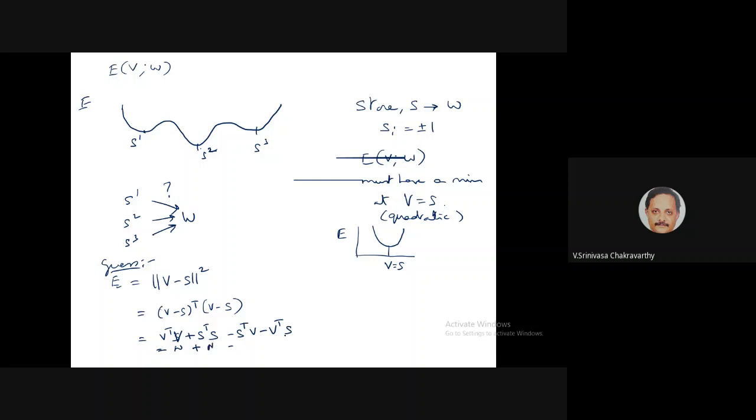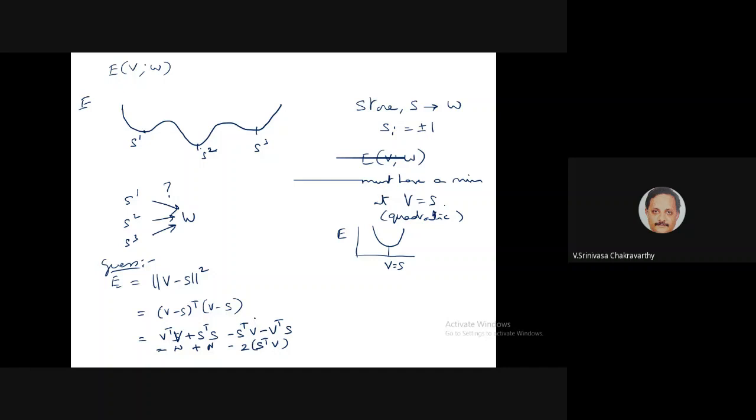So this whole thing I can write as two times, because S transpose V and V transpose S are both the same, S transpose V. So what we thought would be a quadratic expression, in this special case where V and S are both binary vectors, became a linear expression. A linear expression will not have a minimum. The simple rule we expected kind of fell apart, because it has a minimum only because S and V are bounded, but it's not at S equal to V.